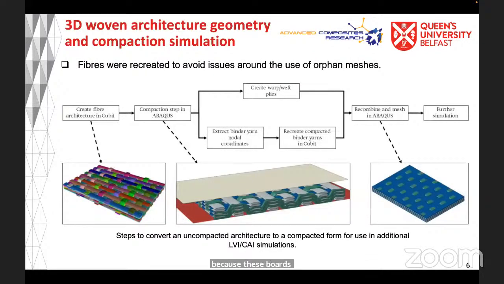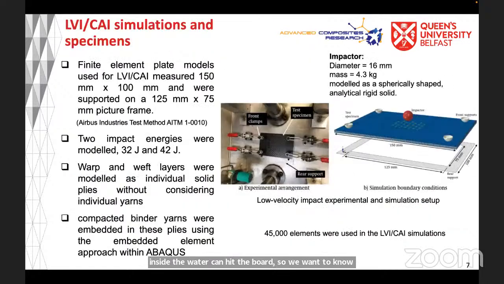Why are we doing this impact simulation? Because these boards can be subjected to different types of impacts. For example, a fish can hit it, or maybe an ice block inside the water can hit the board. So we want to know what will happen as an effect of that impact. Now, this is one of the studies that we are doing here.